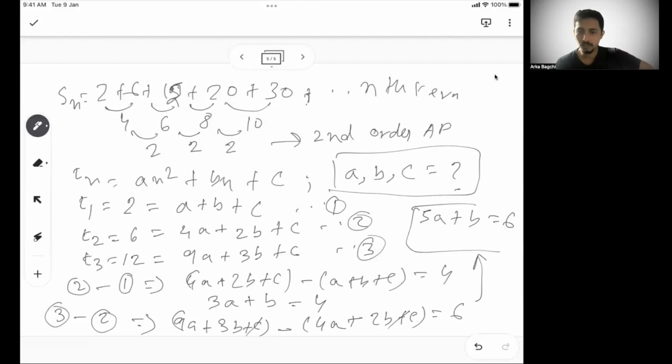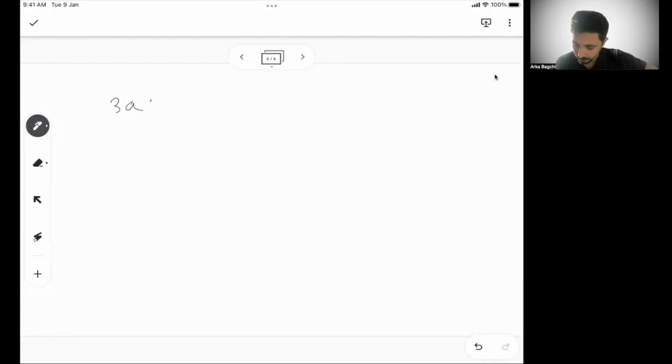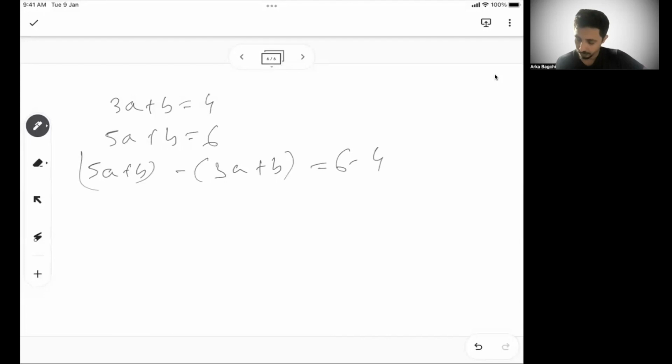Okay. So we got two equations. This is one equation, 3A plus B equal to 4. We got one equation, 5A plus B equal to 6. So I'll just write it. 3A plus B equal to 4, 5A plus B equal to 6. So again, if I just write 5A plus B minus 3A plus B, that is 6 minus 4. So 2A is equal to 2, or A is equal to 1 for me.